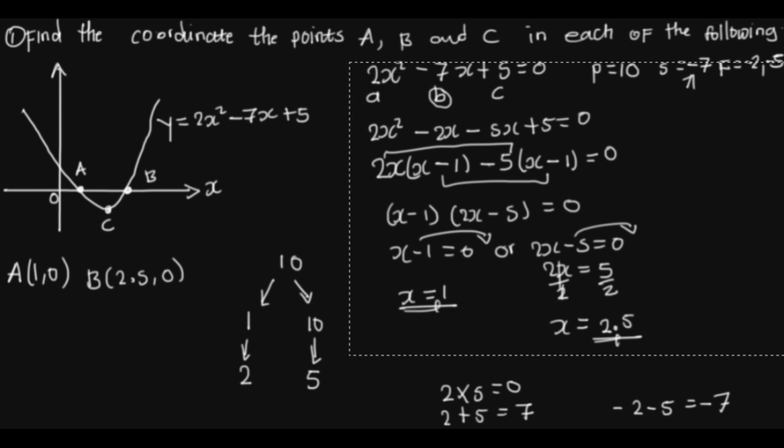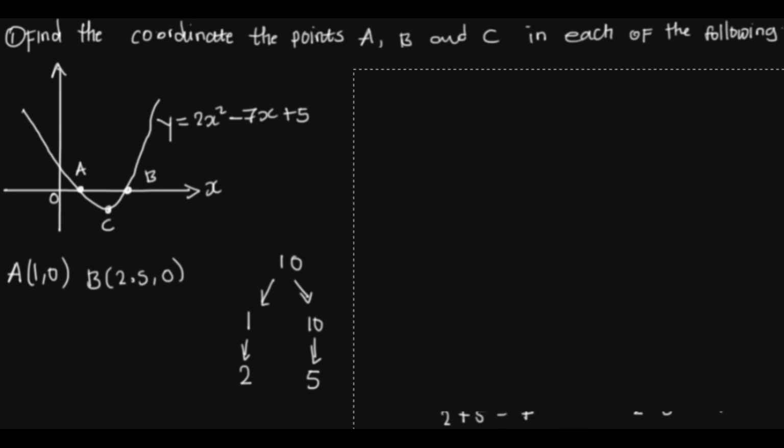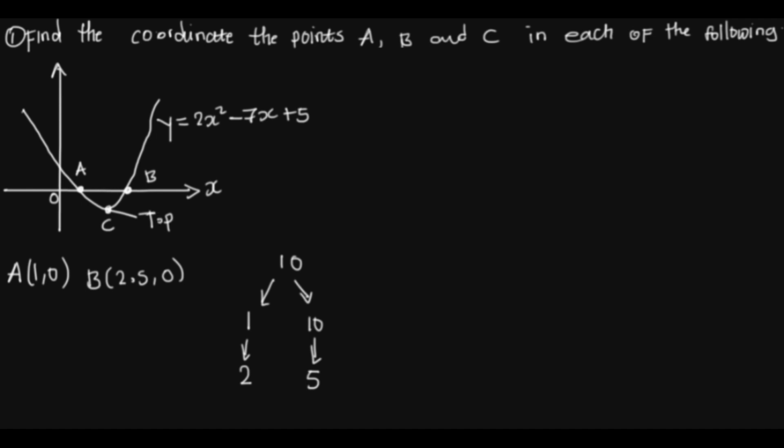So now let's look at the other point. We are trying to solve for the turning point, which is our C. Our C is the turning point because it is where the curve is turning. So we know that we always have to begin with the x coordinate, and the formula is x is equal to negative b over 2a. From the equation we can see that the value of b is negative 7, over the value of a, which is positive 2.